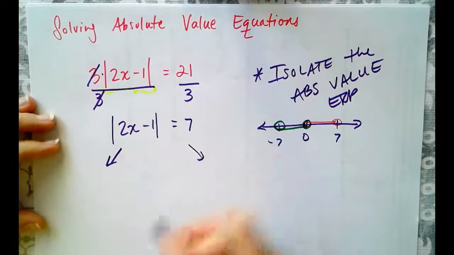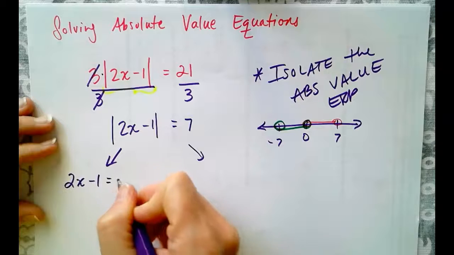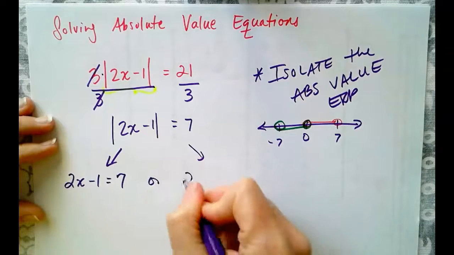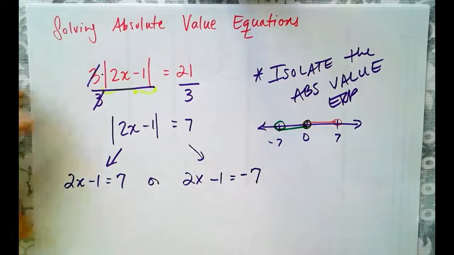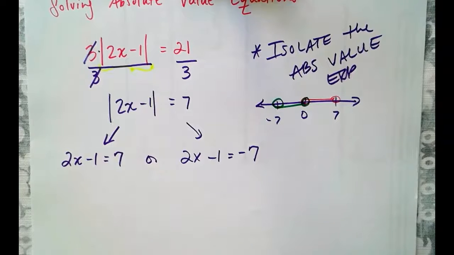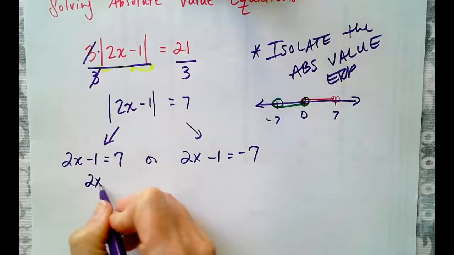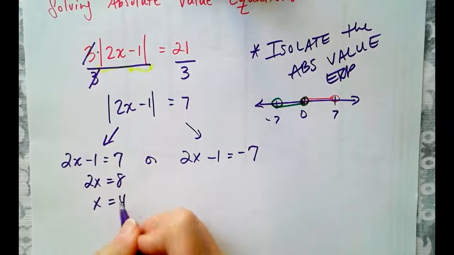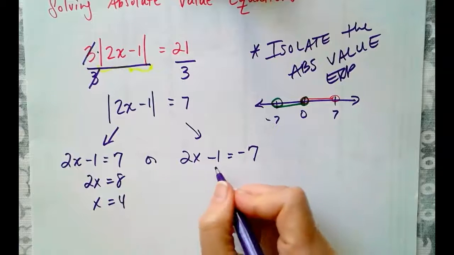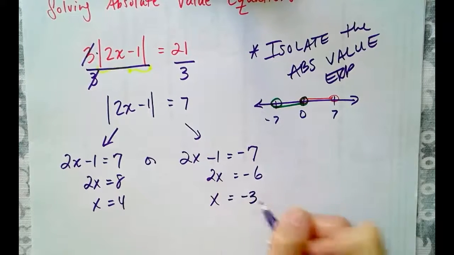So what that entails is this. We have to consider 2 cases here. We have to consider that 2x minus 1 is equal to positive 7 or 2x minus 1 is equal to negative 7. So when we're solving absolute value equations, we are going to consider 2 cases every time. And we will be getting 2 answers in this particular situation. So 2x minus 1 equals 7. That's 2x equals 8, which means that x could be 4. Or 2x equals negative 6 and x equals negative 3.